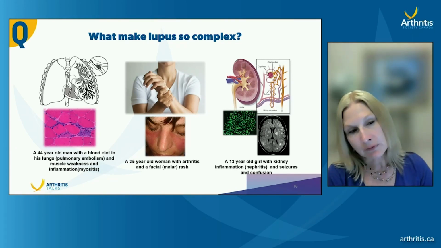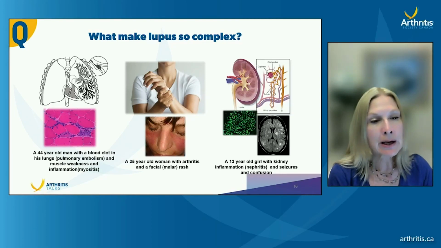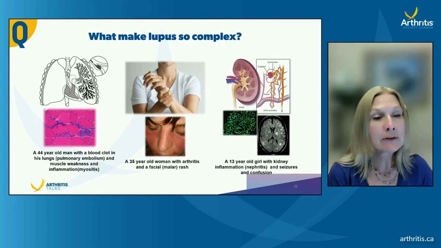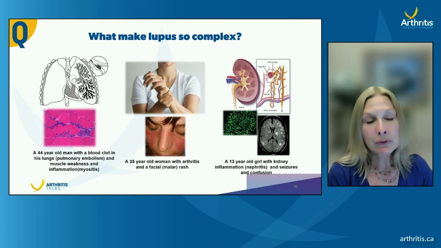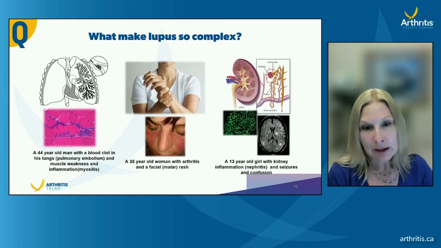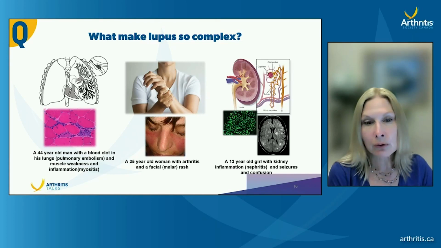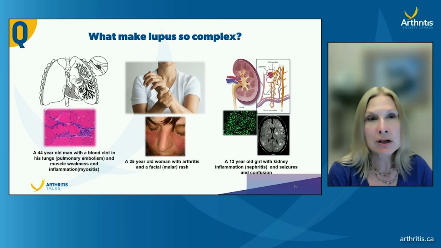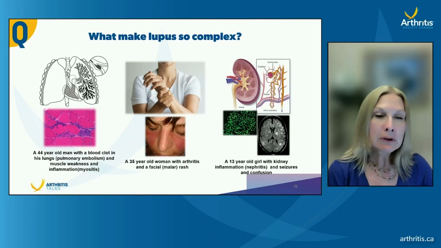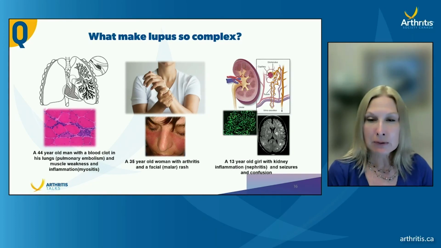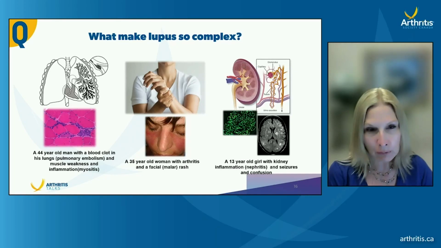On my left, there's a 44-year-old man who presented with a blood clot in his lungs and muscle weakness and inflammation. And on the other side, there's an unfortunate 13-year-old girl who came in with kidney inflammation, seizures, confusion and psychosis. So when you look at this, on the surface, you might say, what do all these people have in common? How can you even call this a single disease?